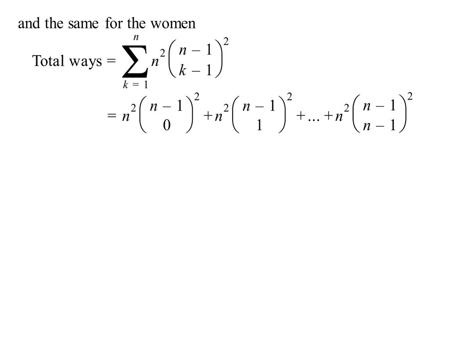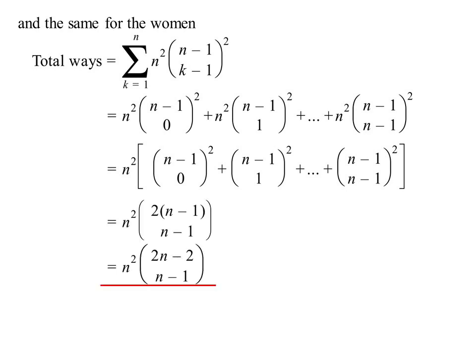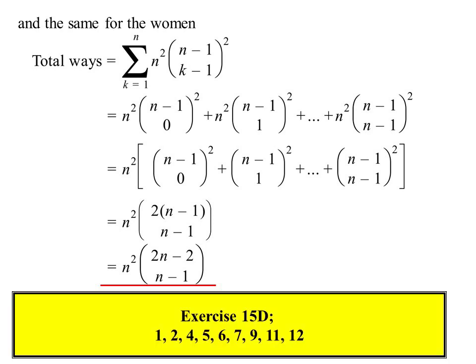We now have this, n squared, n-1C0 squared plus n-1C1 squared. Well, factorise out the n squared, and I'm left with n-1C0 squared plus n-1C1 squared up to n-1Cn-1 squared, which, back in part A, we showed, well, the one we showed was 2nCn. So for our one now, it's going to be 2n-2Cn-1. We end up finally with the expression. So all right, 15D will have a little bit of a play with that idea.